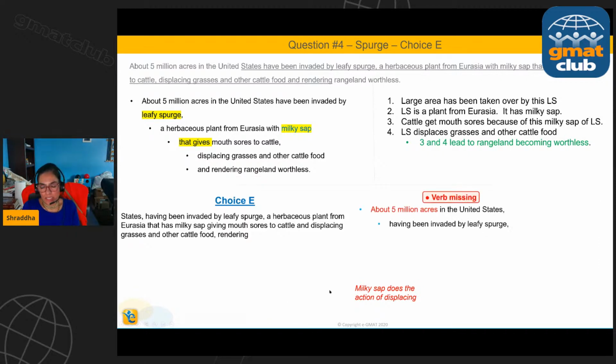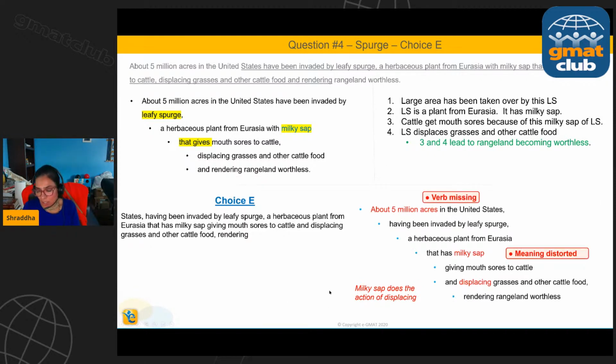Now, let's take a look at choice E. Choice E again looks kind of nice and good, nice parallelism between giving mouth sores to cattle and displacing grasses. But this meaning is again illogical because milky sap does not displace grasses and other cattle food. And once again, comma plus verb-ing modifier rendering, it does not have an action before it that it can modify, because what we have before the comma is not a clause. And so we don't know what rendering is modifying. Okay. So, choice E is also incorrect.